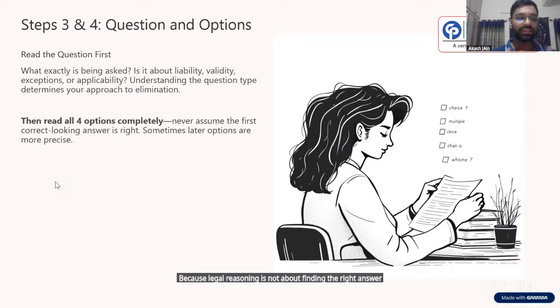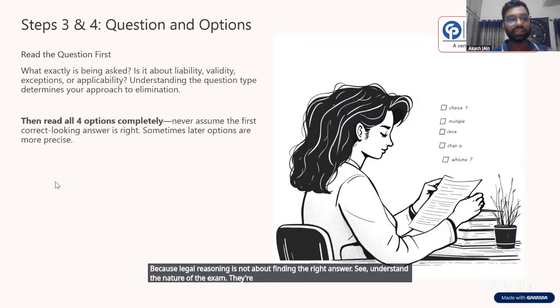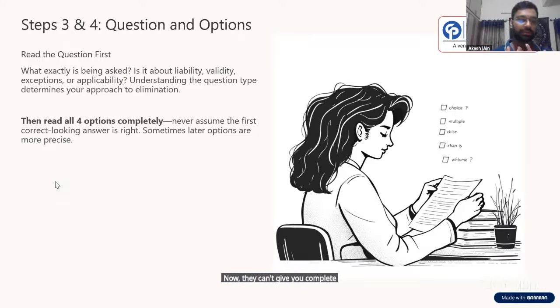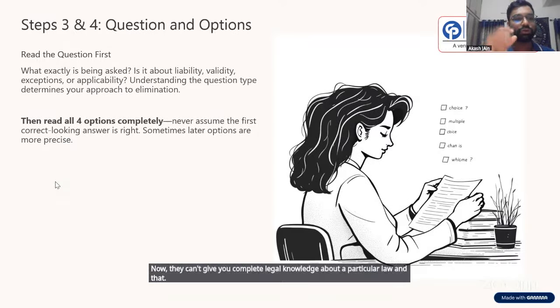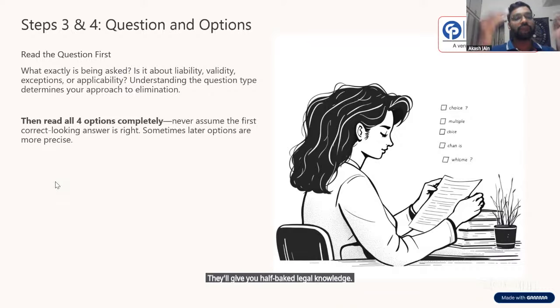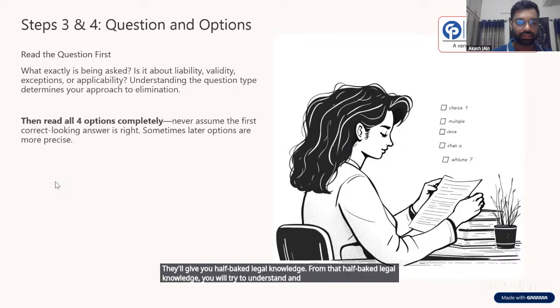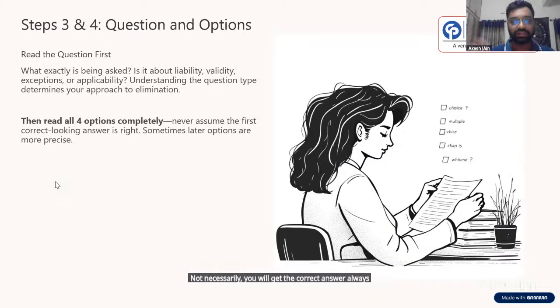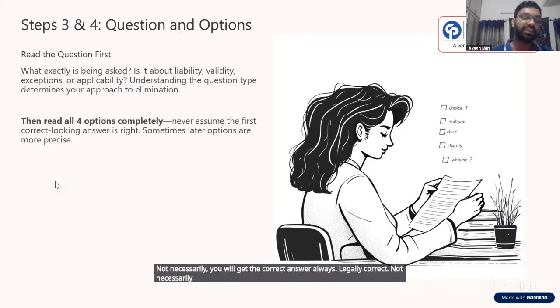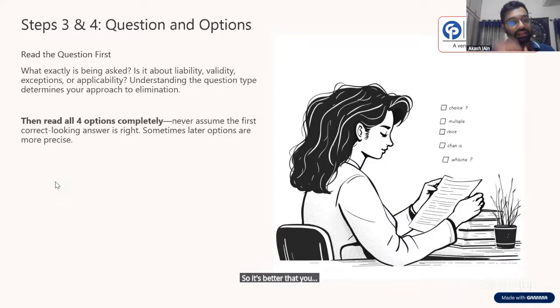See, understand the nature of the exam. They're giving you legal knowledge in about 300, 400 words. Now, they can't give you complete legal knowledge about a particular law in that. They'll give you half-baked legal knowledge. From that half-baked legal knowledge, you will try to understand and solve the question. Not necessarily you will get the legally correct answer always. So it's better that you read all the options and see which is the best possible answer.